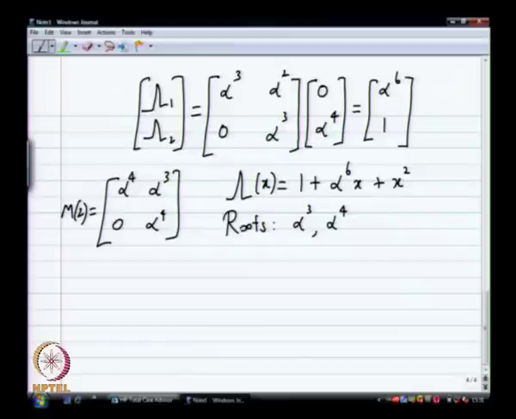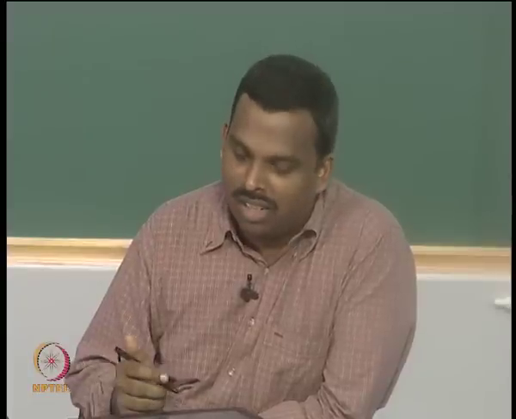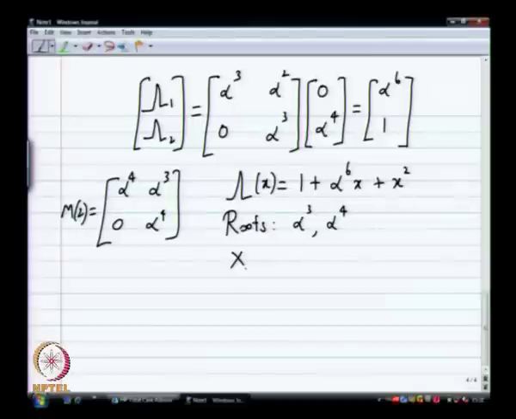No, roots are this. Then the error locations will be inverses of this, which will also be the same. That is the trick. Okay. So, alpha power 3 and alpha power 4. Okay. So, the error locations are x1 equals, if you want, alpha power 4 and x2 equals alpha power 3. Okay. All right. Is that okay? So, you have an error in the third location and the fourth location.